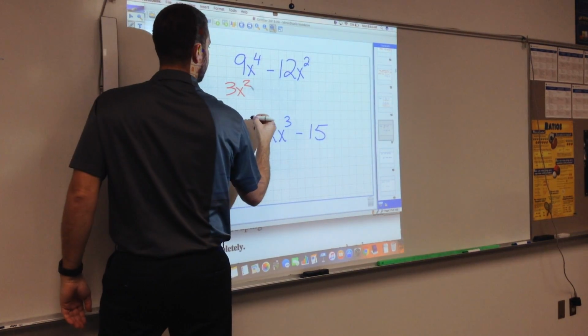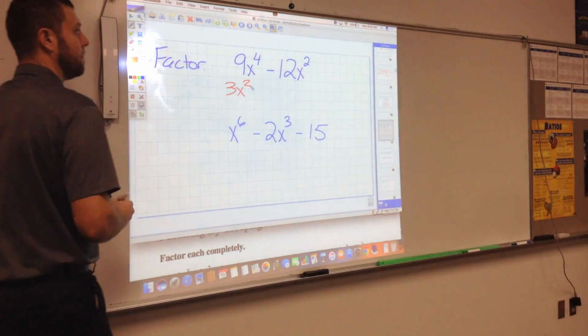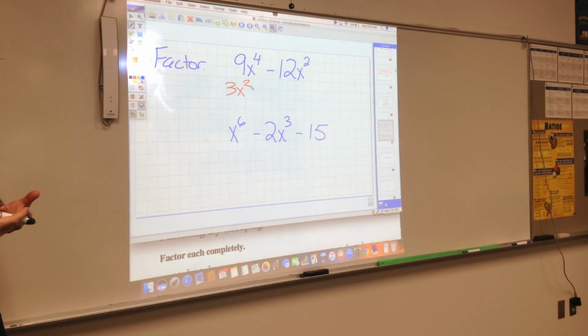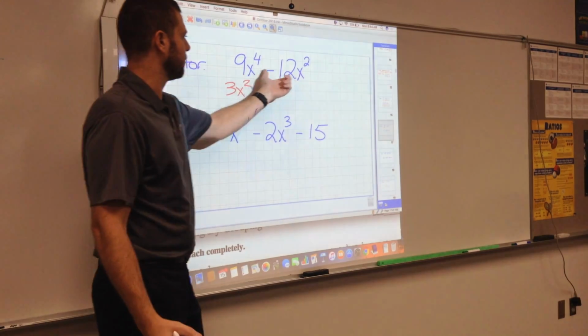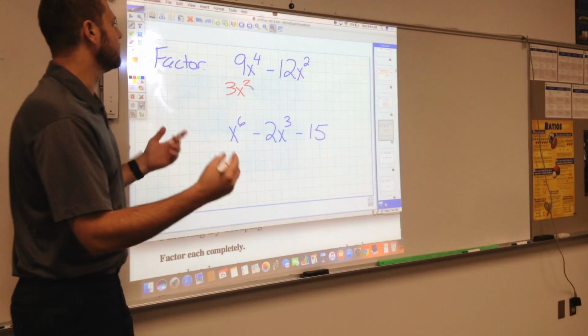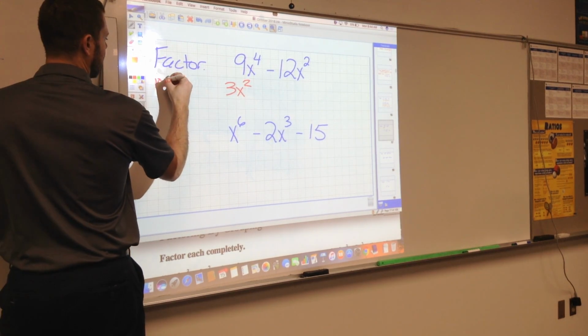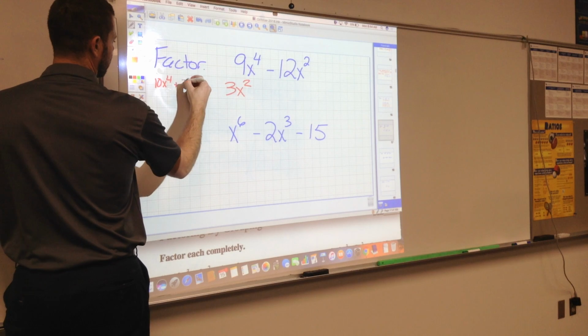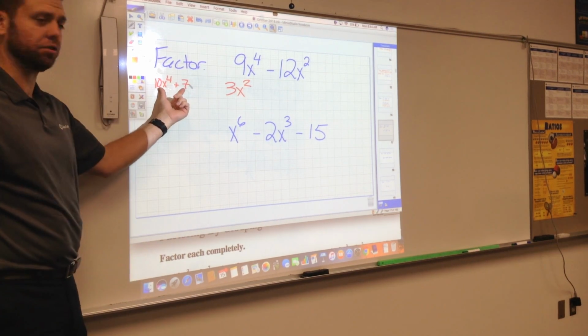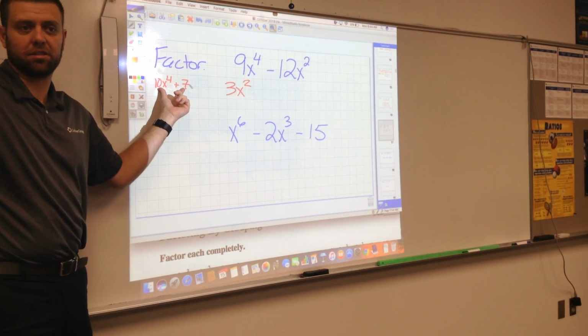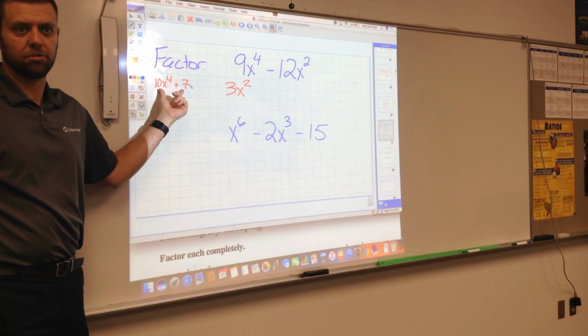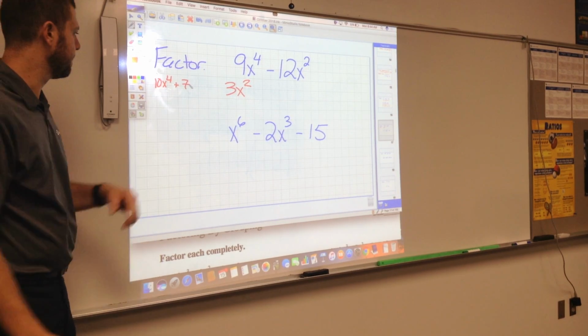What if there wasn't a greatest common factor? I mean, this one does have a greatest common factor because they both have x's in it. But let's say you had something like 10x to the 4th plus 7. There is no greatest common factor, right? So basically it's not factorable. You just say not factorable. Okay?